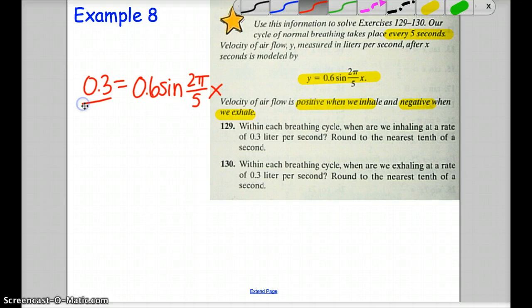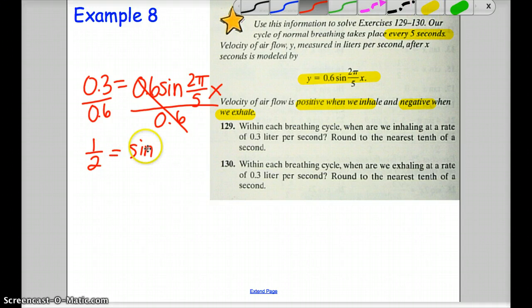We're going to divide both sides by 0.6. We're getting the sine value alone. 0.3 divided by 0.6 is 1/2. Isn't that nice? And we get sine of 2 pi over 5 times x equals 1/2. So this is the point where we have to get rid of the sine function. And of course, the way we're going to do that is by inversing.